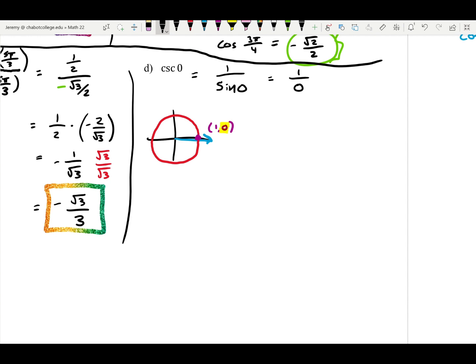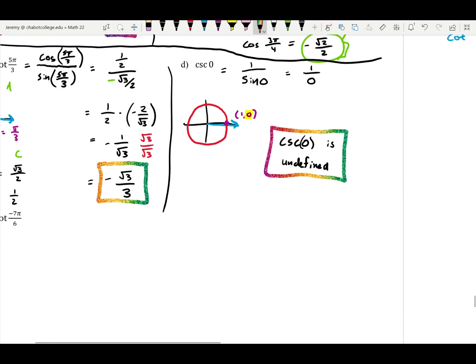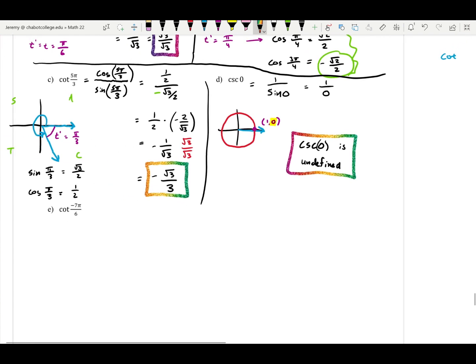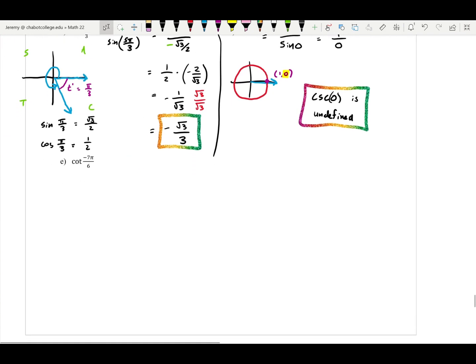We are not allowed to divide by 0. So what do I say about this? Cosecant of 0 is 1 over 0. But 1 over 0 is undefined. So I just say for my solution, cosecant of 0 is undefined. All right, kind of a unique one there, but kind of quick. So that's good.